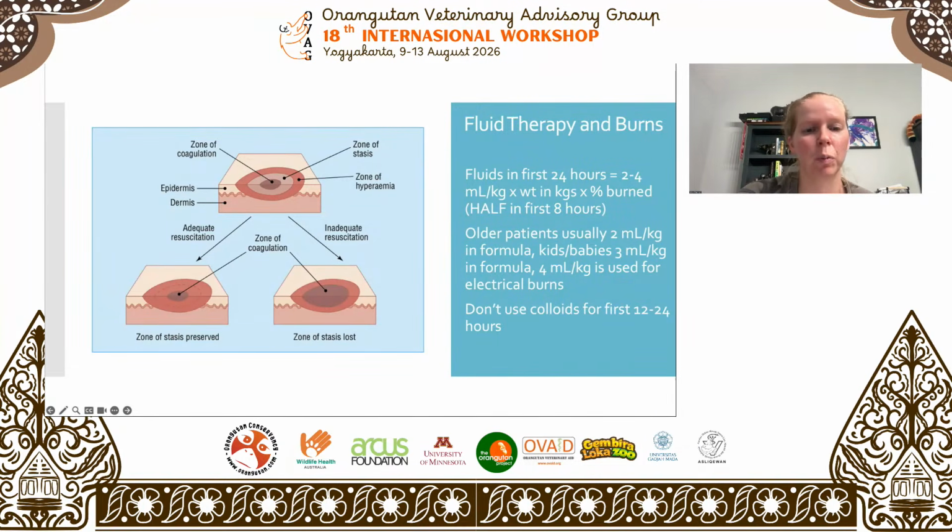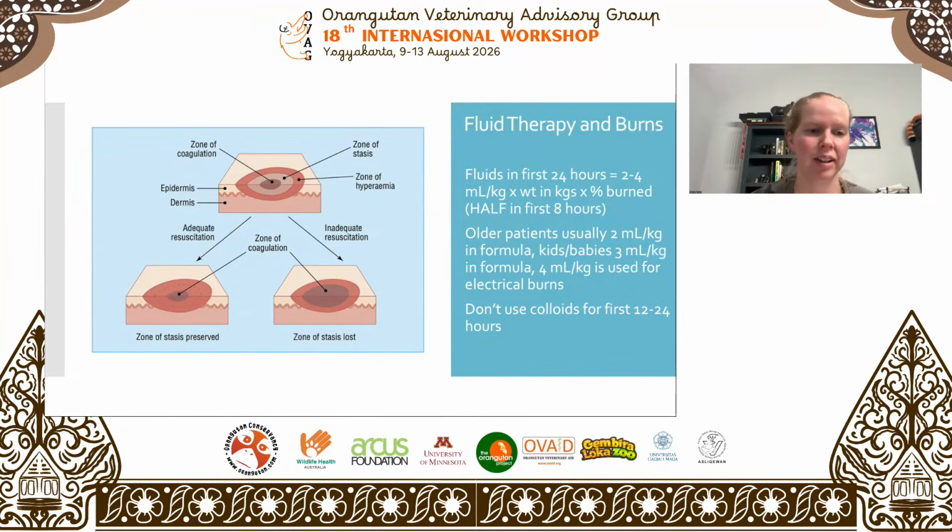So what happens when there's a burn to the skin is essentially, I know this is gross, but it is like when we're cooking meat or cooking something on a grill. And so the burn is going to coagulate, or basically cook, a portion of the skin. And then there's an area around it that's called the zone of stasis. And then around that is the zone of hyperemia.